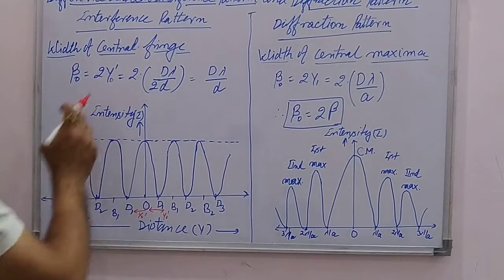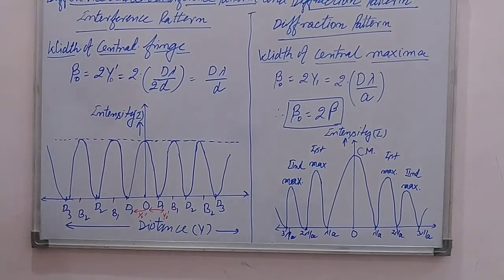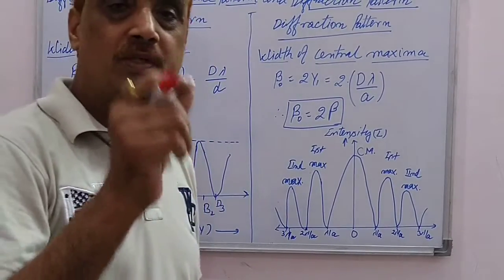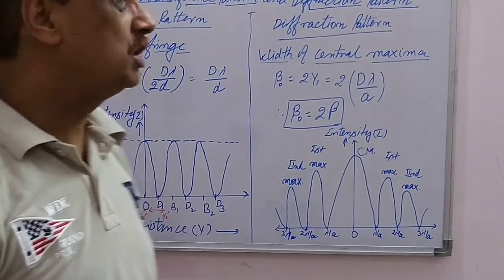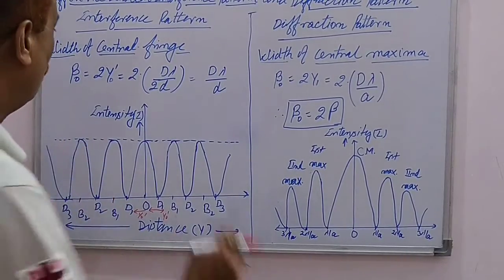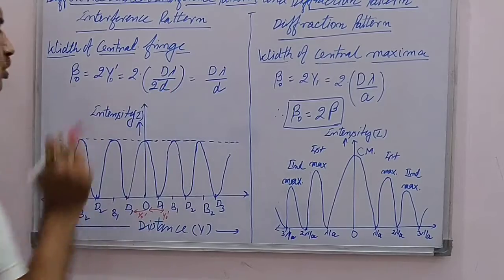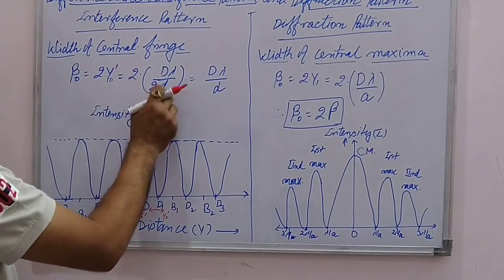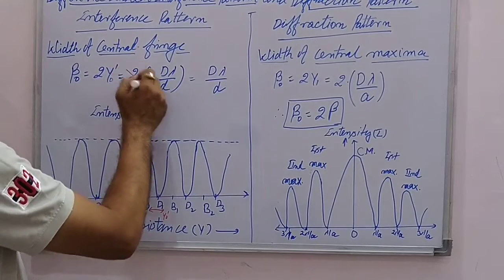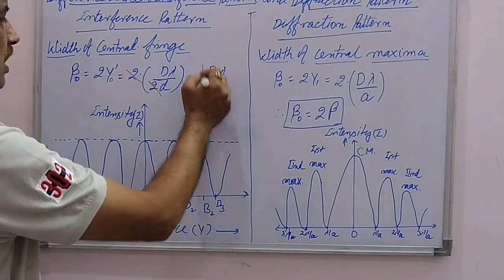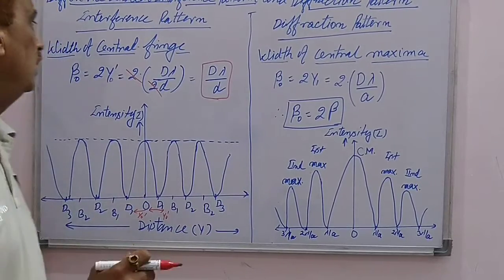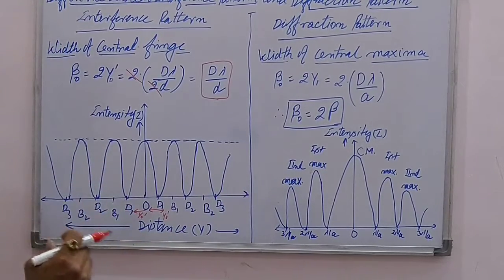and the value of y naught dash can be found by the formula y dash equals (2n plus 1) D lambda upon 2d. From this formula, when we put n equal to 0, we get y naught dash equal to D lambda upon 2d. Multiplied by 2, the 2 and 2 cancel, and we get D lambda upon d. So this is the width of the central fringe.